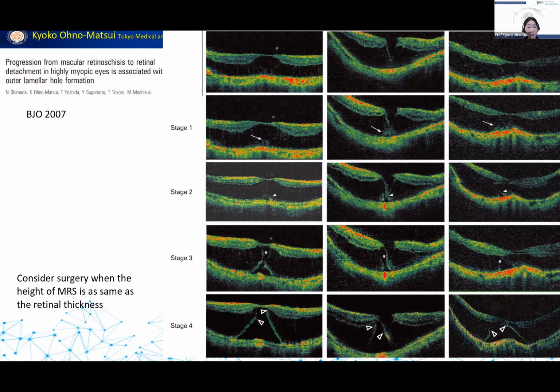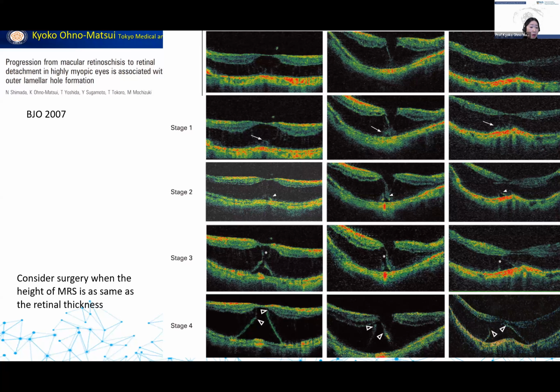At stage 1, a slight elevation of outer retinal tissue is seen. And at stage 2, an outer lamellar hole develops within the elevated retinal tissue. At stage 3 and 4, the height of the detachment keeps increasing. And once the outer lamellar hole develops, which is stage 2, foveal detachment occurs relatively soon.